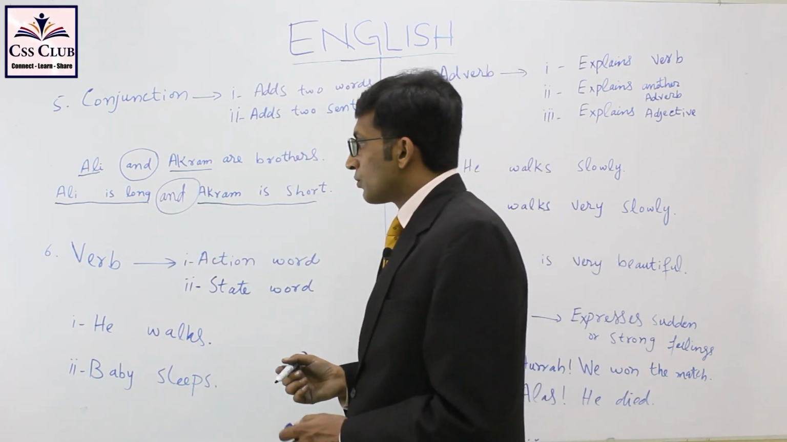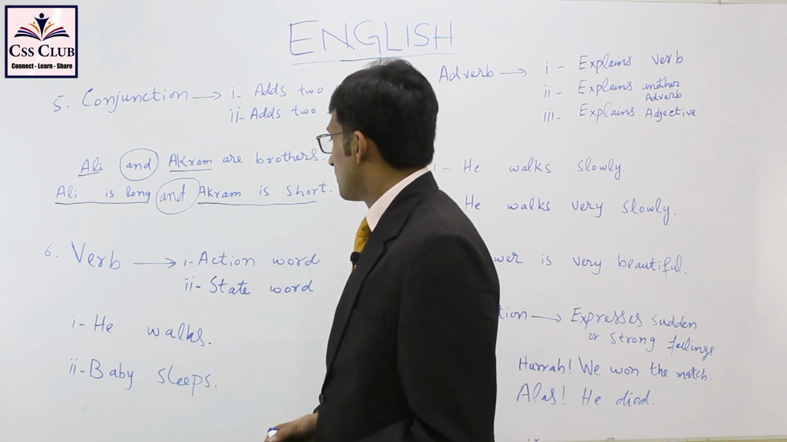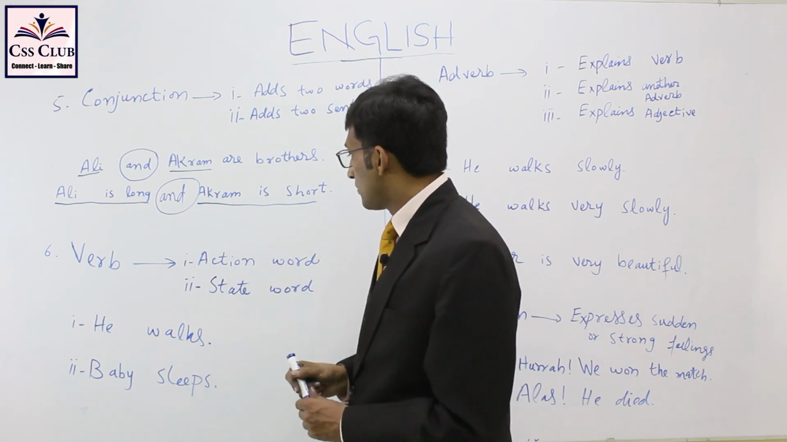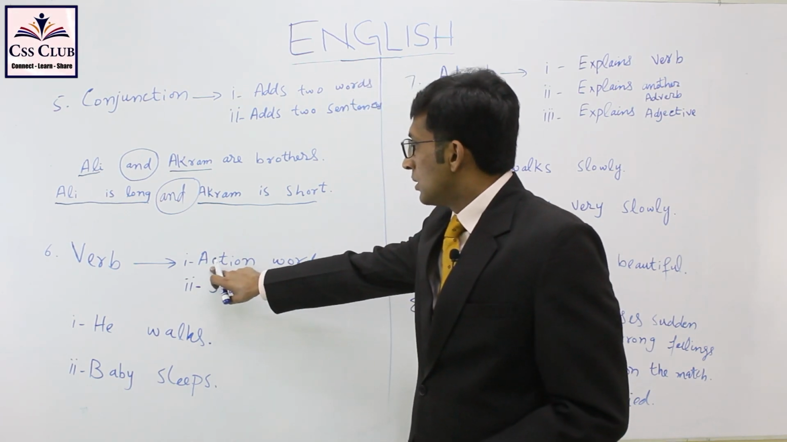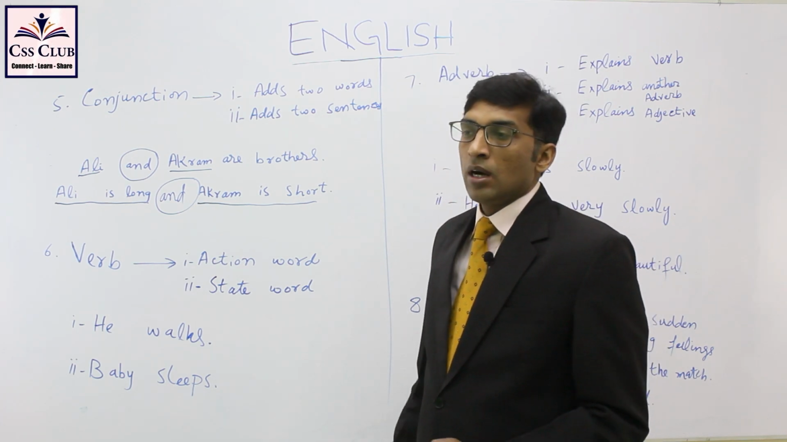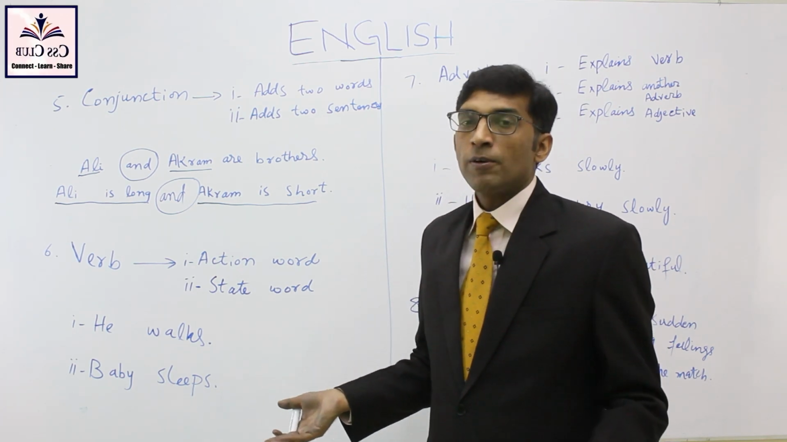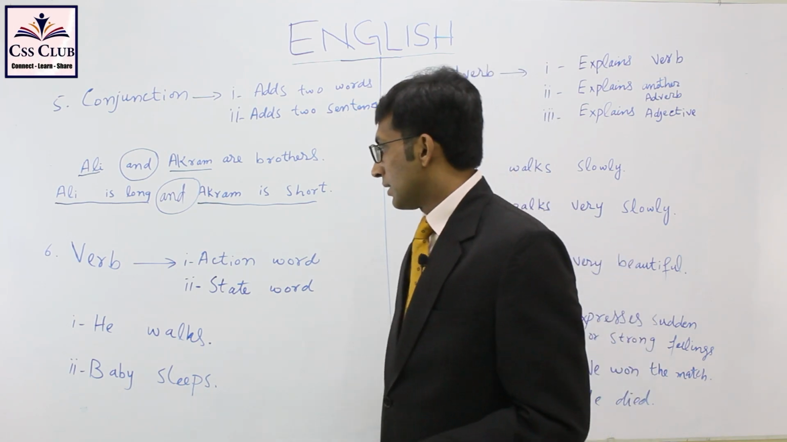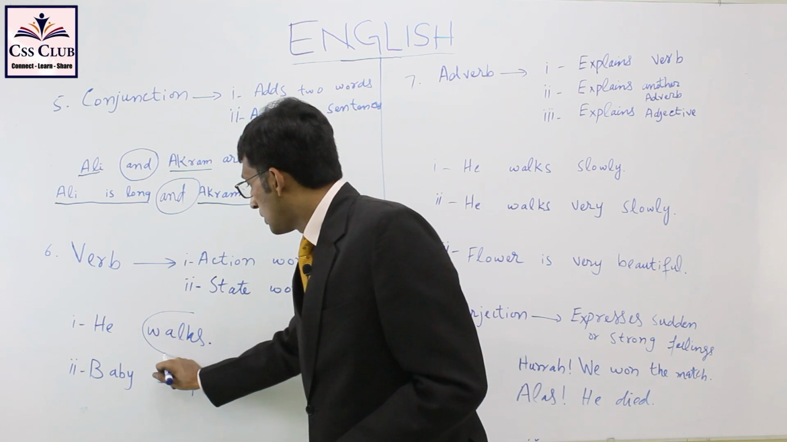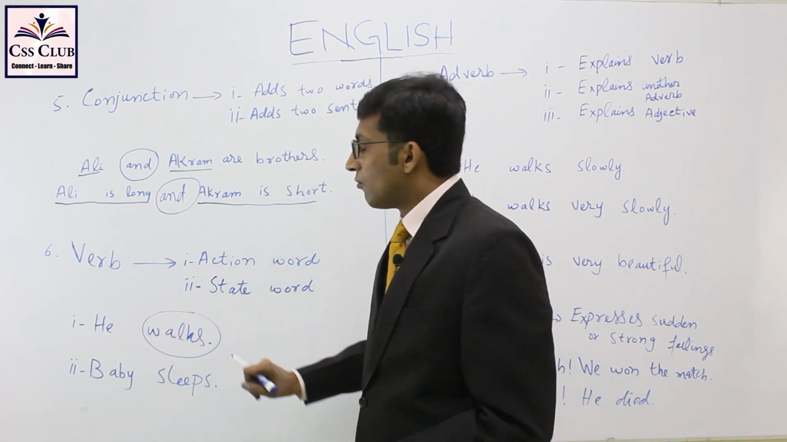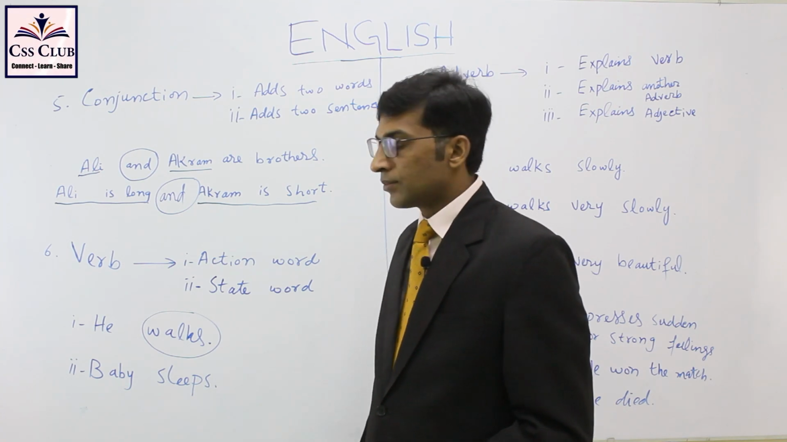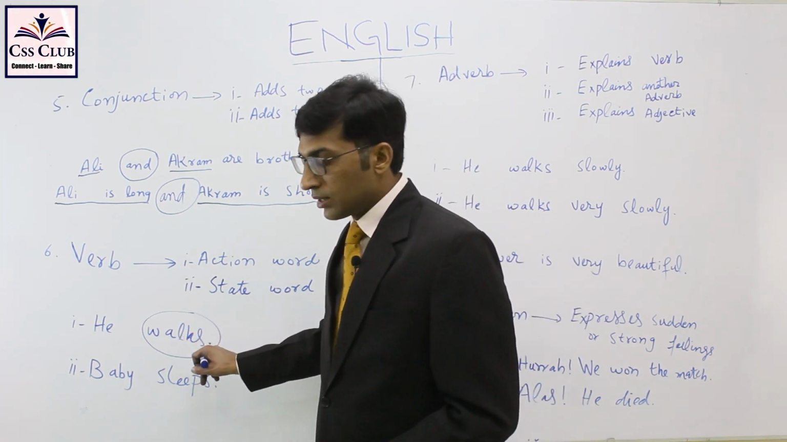Now we'll move towards verb. So what is the function of a verb? The first function of a verb is that it is an action word. It shows what action is being performed in the sentence. Here's the first one, action word. So here's the action word. It is he walks. So he walks, he talks, he writes. Okay, so these are the action words.